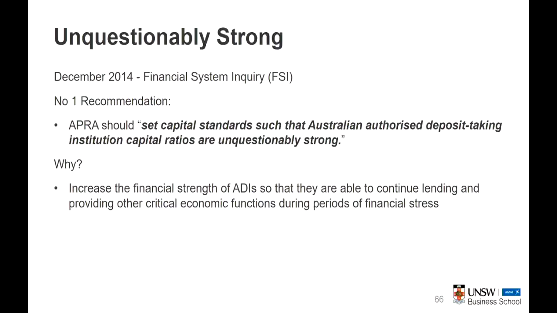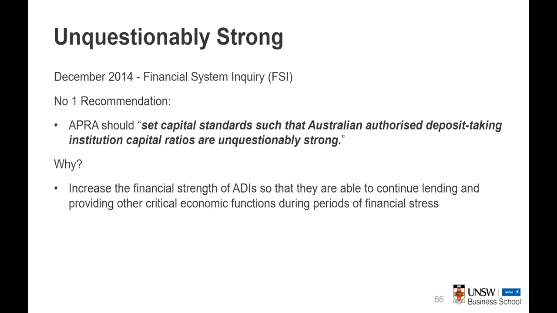So then, that wasn't enough. And in 2014, we had the Financial System Inquiry. The Royal Commission looked at in particular misconduct. The Financial System Inquiry looked at the post-GFC financial system to say, what do we need to do? How do we fix? How do we improve the financial system? And recommendation number one out of the FSI was APRA should set capital standards such that Australian ADI's institution capital ratios are unquestionably strong. So that terminology came out of the FSI.